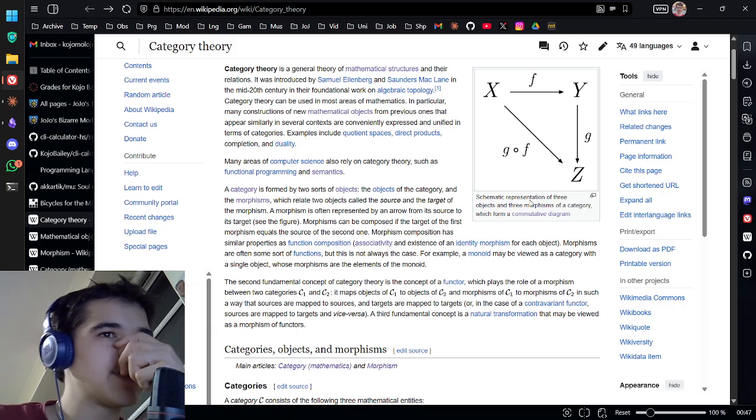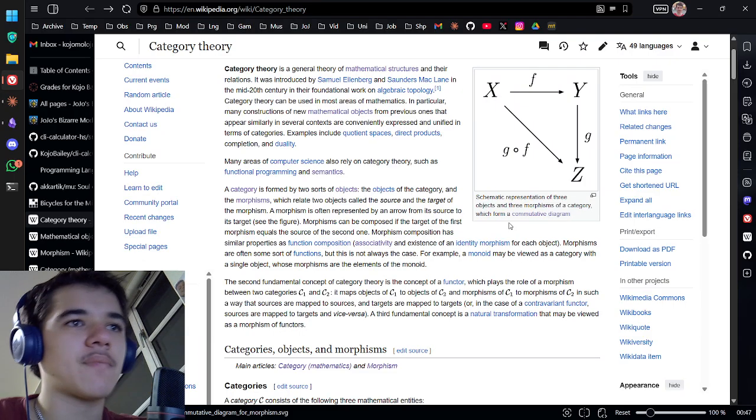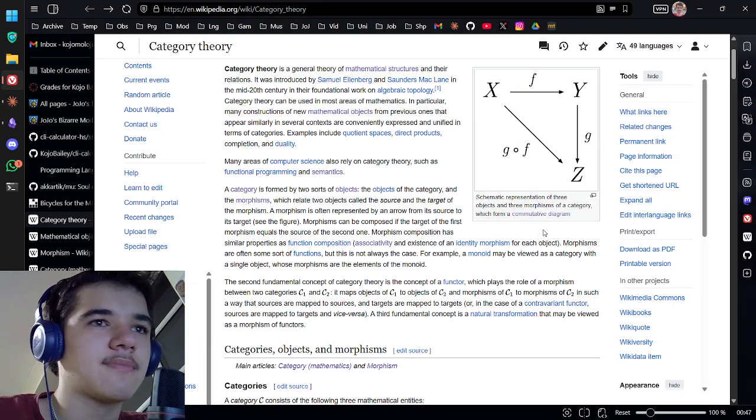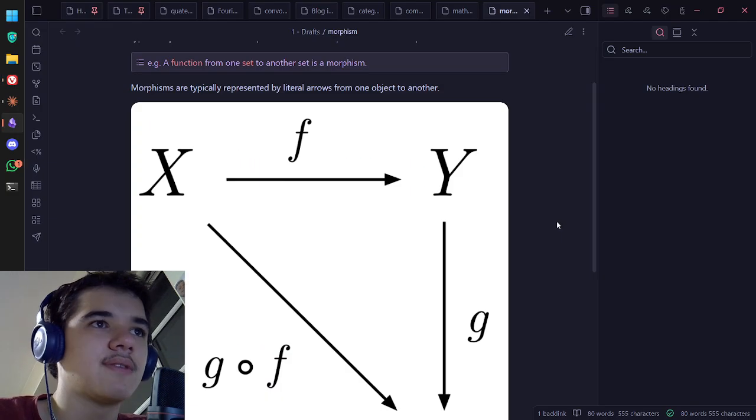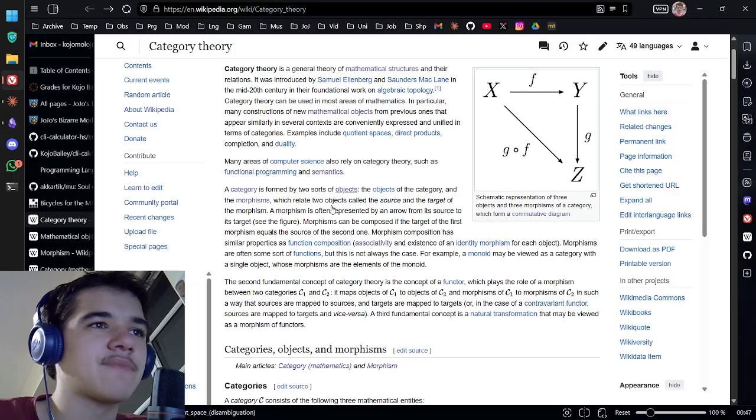Okay. Morphism composition has similar properties as function composition. Similar. They are often some sort of functions, but this is not always the case. Oh my god, monoid mentioned. Okay, so a morphism between blah blah blah blah.